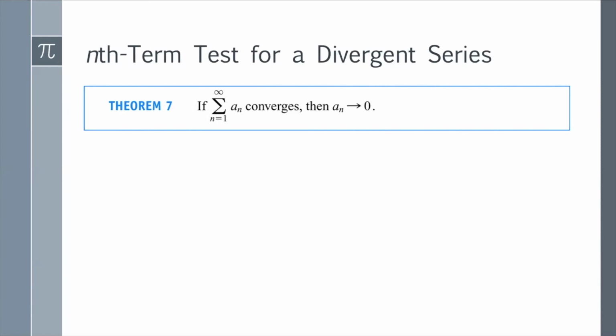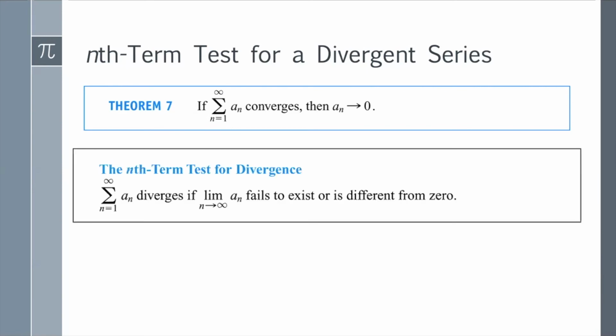So this is actually more useful in what we call, in logic, the contrapositive form. Do not use the converse of this. All right. The contrapositive form says that if a sub n does not approach 0, in other words, it approaches something other than 0 or doesn't approach anything at all, fails to exist, then the series diverges.